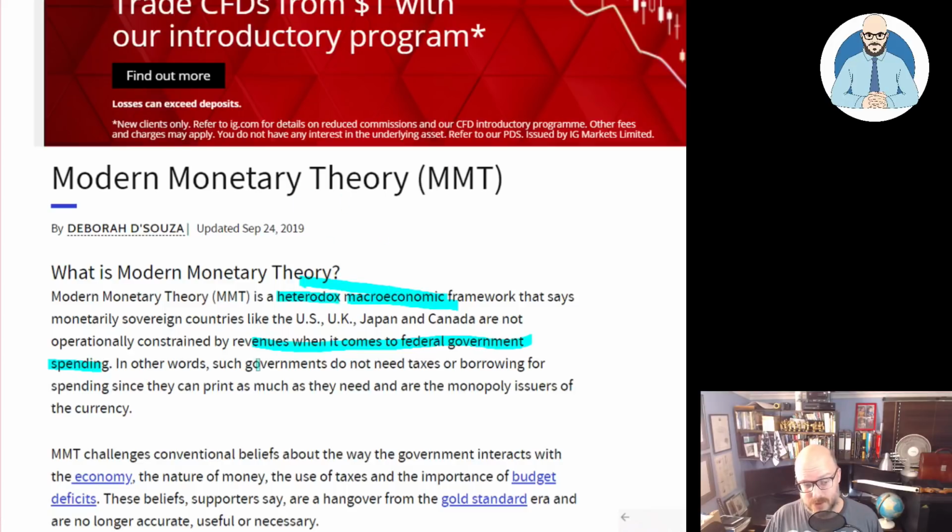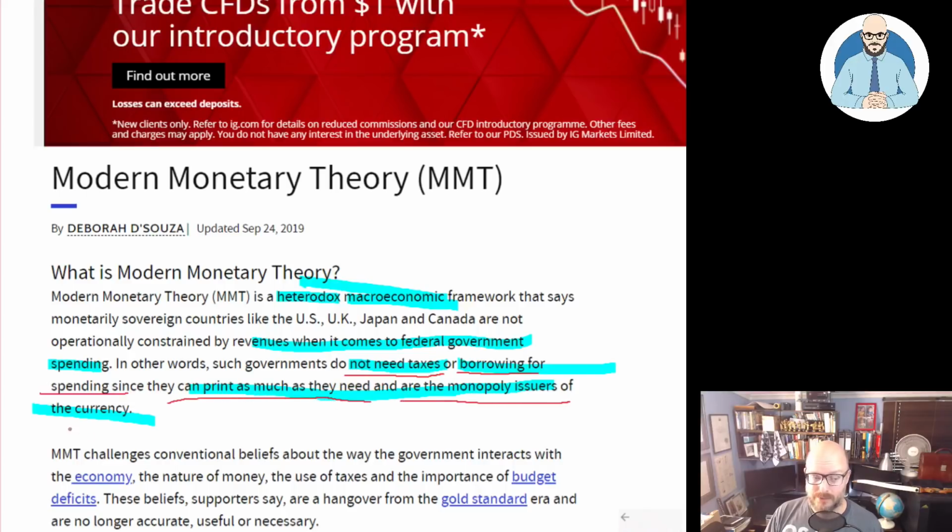Anyway, so in other words, such governments do not need taxes or borrowing for spending, since they can print as much as they need and are the monopoly issuer of the currency. So I'll just read that again for everyone. This is MMT, guys. This is the theory that is being propagated more and more and is being deployed around the world as we speak. In other words, such governments do not need taxes or borrowing for spending, since they can print as much as they need and are the monopoly issuers of the currency.